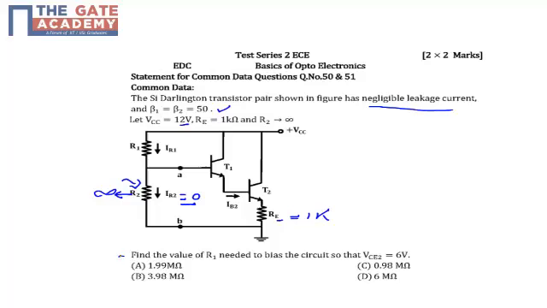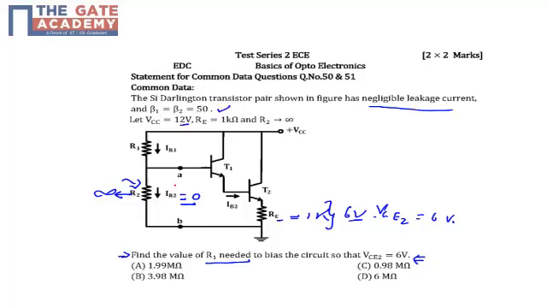The first problem says to find out the value of R1 needed to bias the circuit so that VCE2 is 6 volt. My VCE2 is the voltage across this, and it is given as 6 volt. Okay, we will come to that.